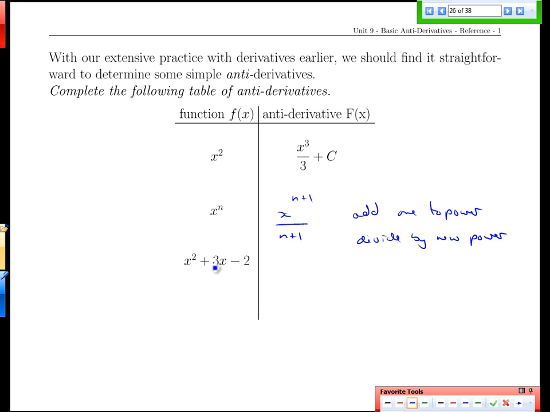Now those properties we saw earlier are going to come into play. What would the antiderivative of x squared plus 3x minus 2 be? Give that a try yourself, and in a second we'll go through it.